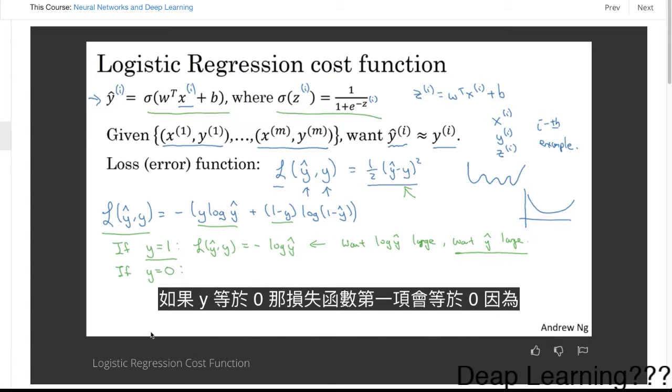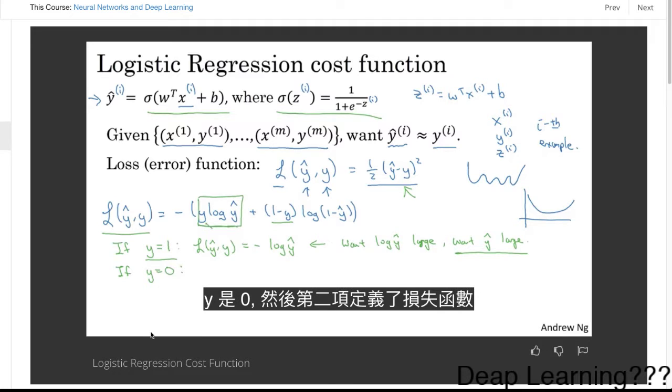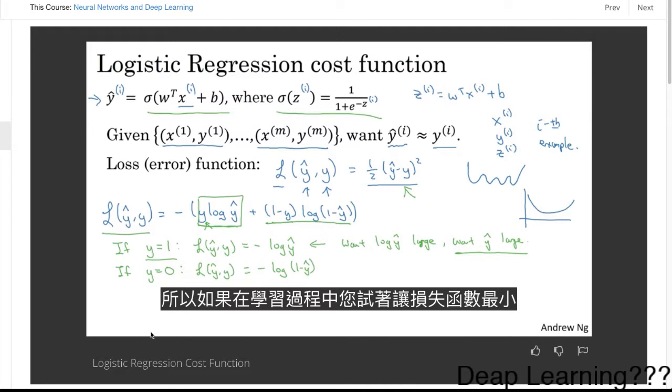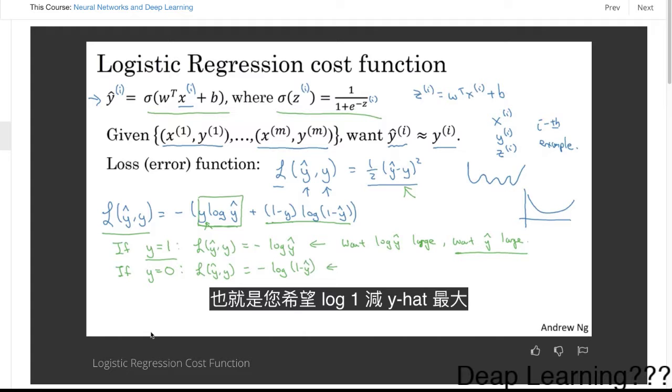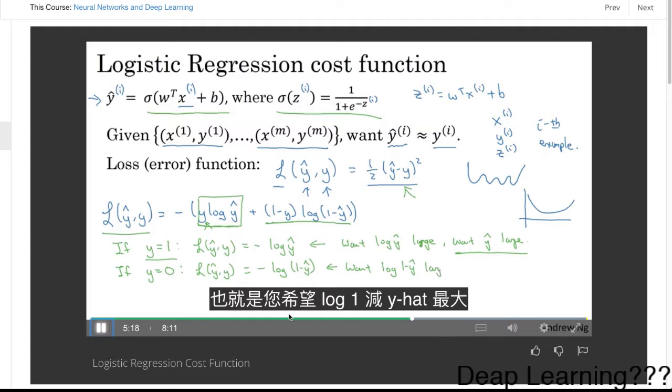The other case is if y equals 0. If y equals 0, then this first term in the loss function is equal to 0, because y is 0. And then the second term defines the loss function, so the loss becomes negative log 1 minus y hat. And so if in your learning procedure you try to make the loss function small, what this means is that you want log 1 minus y hat to be large, because there's a negative sign there.